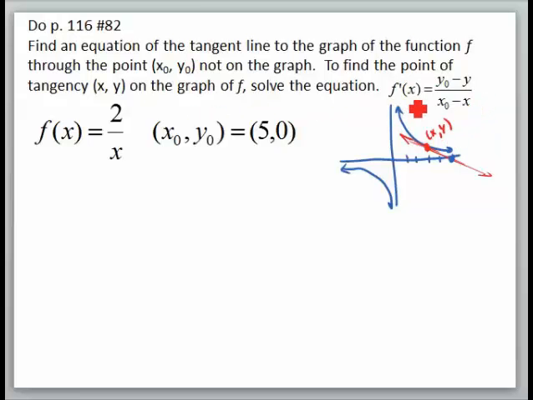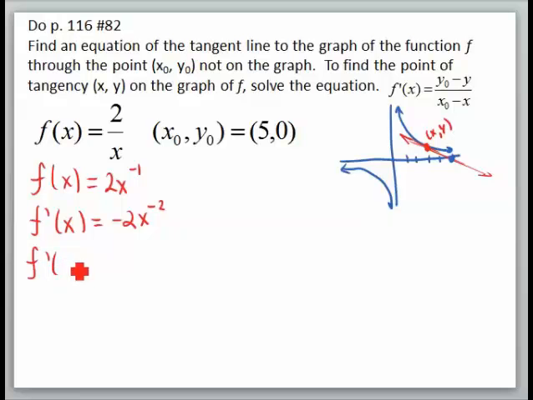So it looks like we need the derivative first. So I'm going to go ahead and take the derivative of this, but I'll rewrite it first. So this is 2x to the negative first. The derivative then is equal to negative 2, lower it by 1, x to the negative second. So I've got negative 2 over x squared. It's telling me to take that and set it equal to this other part.